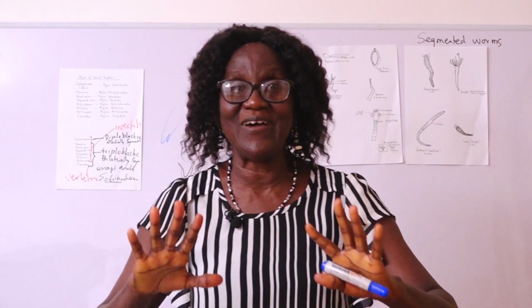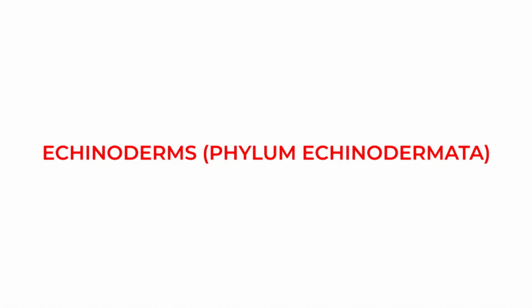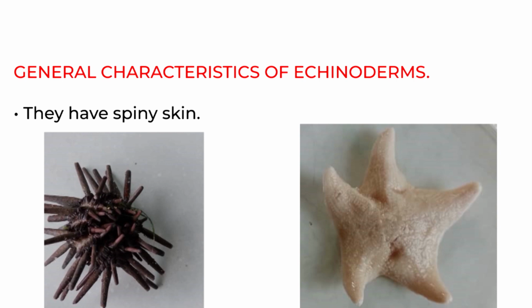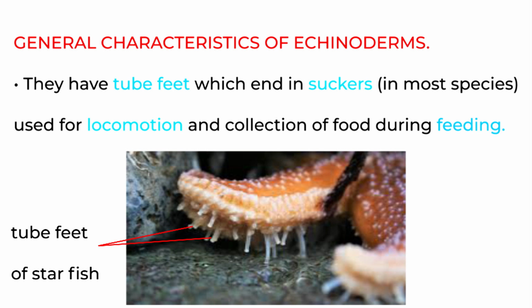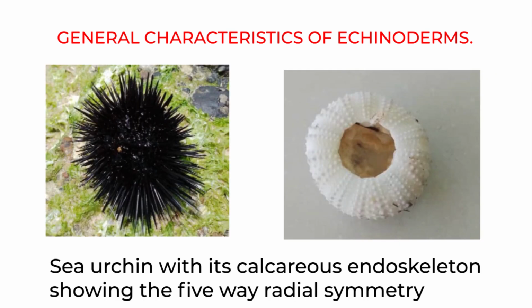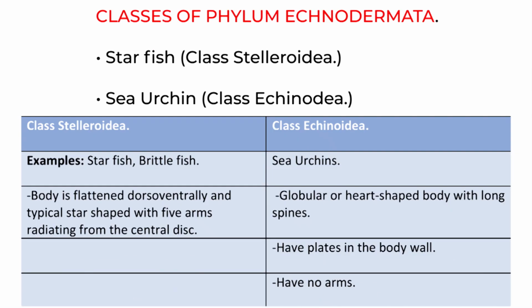Let's now look at another phylum, Phylum Echinodermata. These are all marine. The general characteristics: they have a spiny body. They have tube feet which end in suckers. The body has 5-way radial symmetry. Only the larvae are bilaterally symmetrical. Look at the sea urchin with its calcareous shell. You see that it shows the 5-way radial symmetry. There are two groups, class Cerulodii and class Echinodermata.